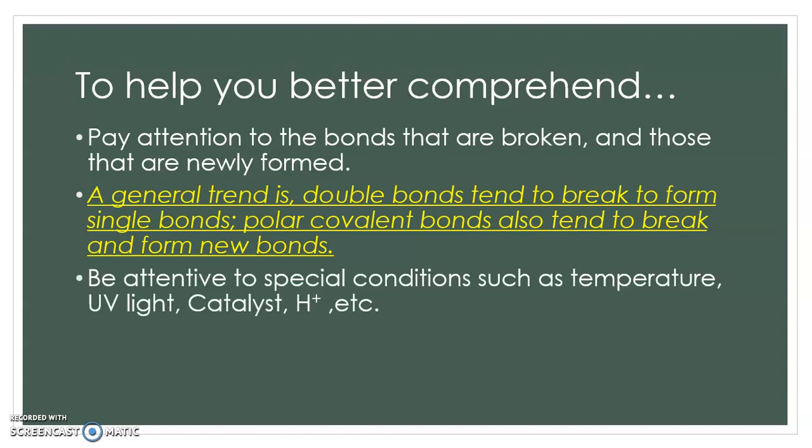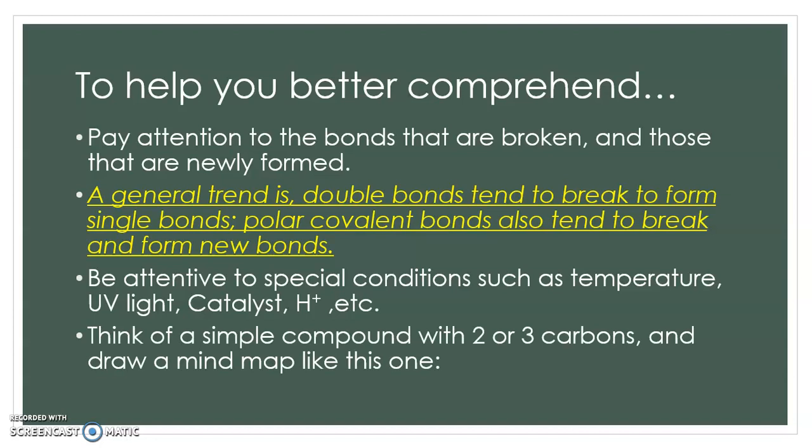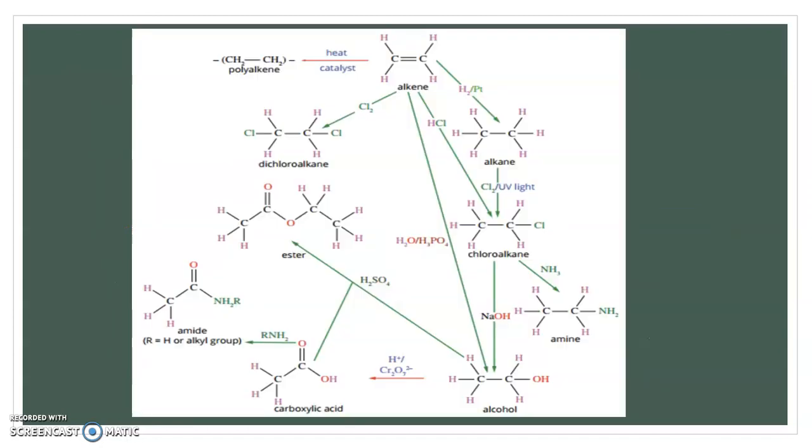Okay. You should also be attentive to special conditions such as temperature, UV light, or catalyst, or even acidifying something. And thinking of a simple compound with 2 or 3 carbons for each type of reaction will help you memorize. When you are able to draw a mind map like this one without any help from your textbook or your notes, then you are almost there.